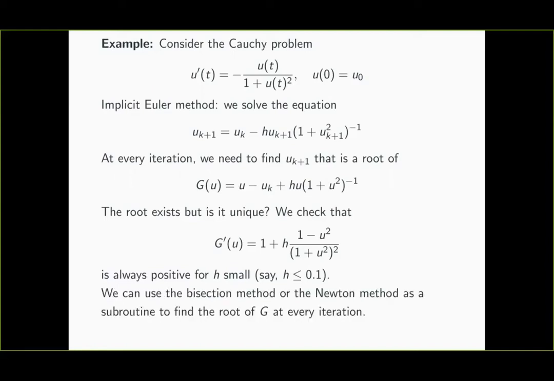Okay, now that we know that g has a unique 0, we know that the equation of the implicit Euler method has got a unique solution, and so we can, for example, use the bisection method or the Newton method to find the root of that function g. And again, that additional computation has to be done at every iteration.